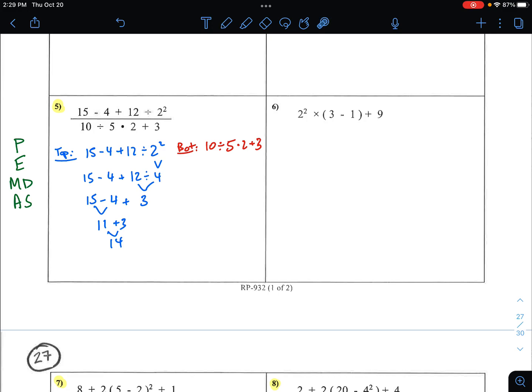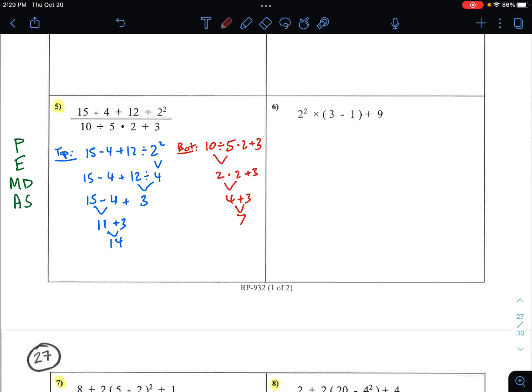I have no parentheses, no exponents, but I do have both division and multiplication. Oh, hey, look, they're on the same level, so you don't multiply first just because we say PEMDAS. We are actually going to divide first because they're both of the same importance, so we go left to right. The division is on the left, the multiplication is on the right, so left to right. 10 divided by 5 first is 2, times 2, plus 3. All right, now multiplication beats addition, so that's 4 plus 3, and that is 7.